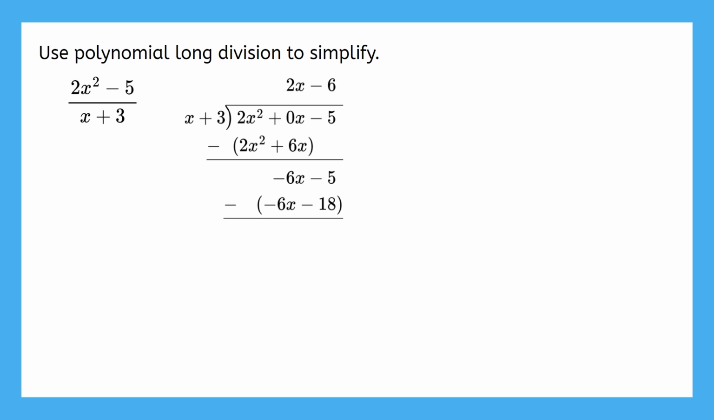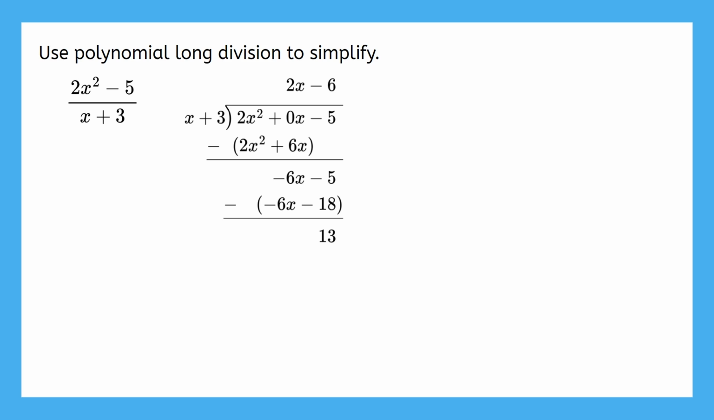Negative 6x minus negative 6x would be the same as negative 6x plus 6x, which cancels. Negative 5 minus negative 18 is the same as negative 5 plus positive 18. This equals 13. Since we didn't end up with 0 here, we have a remainder of 13.